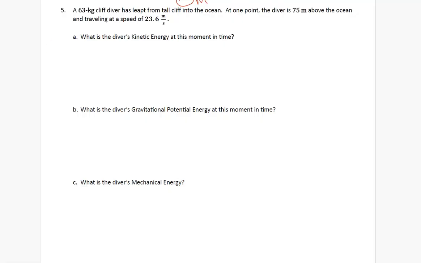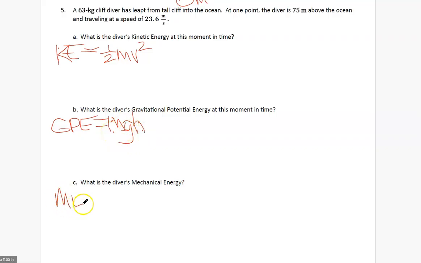Let's start with each formula. Kinetic energy equals 1/2 mass times speed squared. Gravitational potential energy equals mass times the acceleration due to gravity, g, times height. And mechanical energy is just the sum of these two. The kinetic energy plus the potential energy, but the only potential energy we care about is the gravitational potential energy.